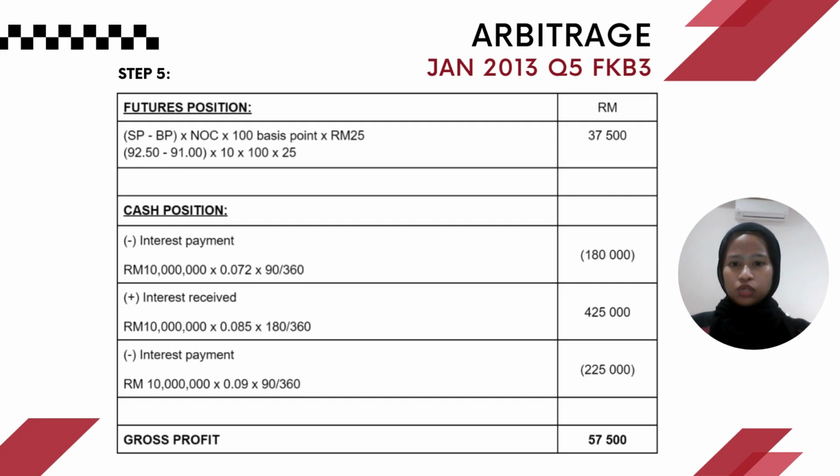With the fund, you need to multiply with the T3, which is the difference between the long-term period and the short-term period. So from this, you will get the profit, which is 57,500. So this is all for the arbitrage question.